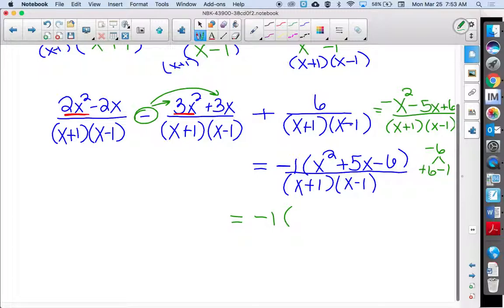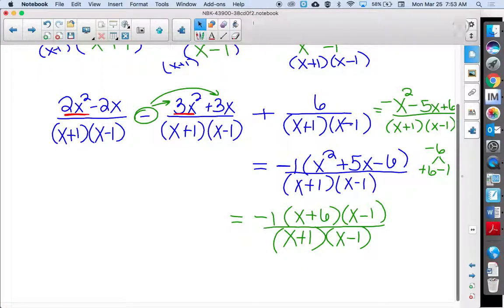So this factors, so we can actually break it down a little further. So we have a positive 6, because we want to make a 5, and a negative 1. So x plus 6, x minus 1. So if we factor the numerator, now if you look at the problem, it's all factored.